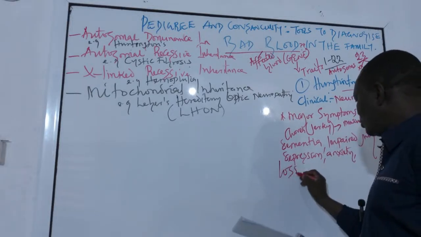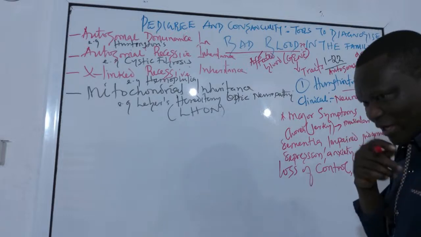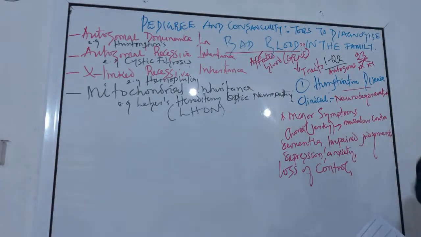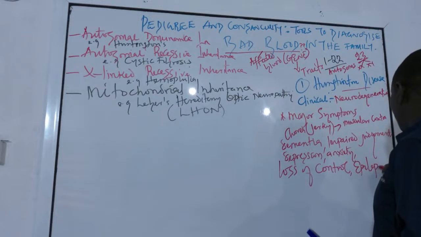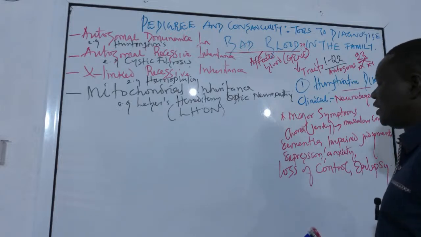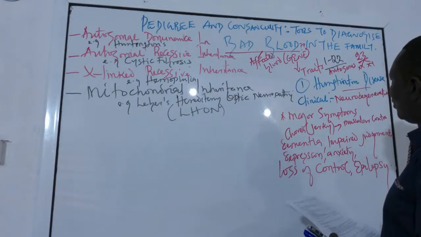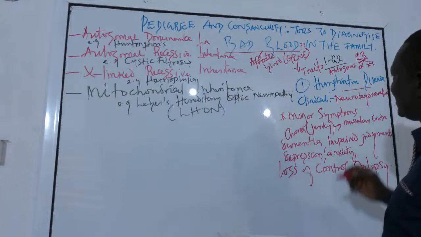Okay. Then apart from that, there will be a kind of loss of control, when the center is no longer holding the whole body. The person will lose control, and at the end of the day the person will fall so many times, and it can lead to what is called jackie, which is epilepsy. The person will at a point in time become so epileptic. So this is some of the clinical manifestation of Huntington disease.